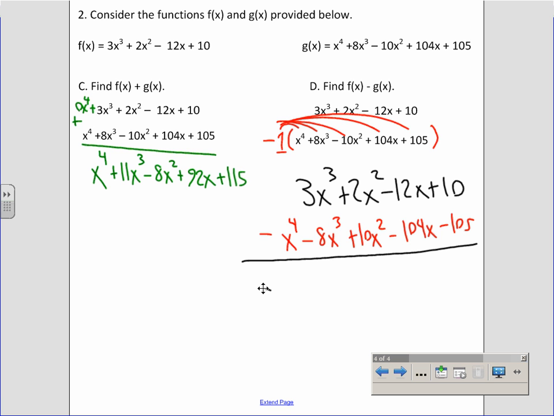So this is negative x to the fourth because I have 0x to the fourth minus x to the fourth. Then 3x to the third minus 8x to the third is negative 5x to the third. 2x squared plus 10x squared is plus 12x squared. Negative 12x minus 104x is negative 116x. And then 10 minus 105 is minus 95. So that's what you get when you subtract the two polynomials, and that wraps up our Unit 4 Quiz 2 review.